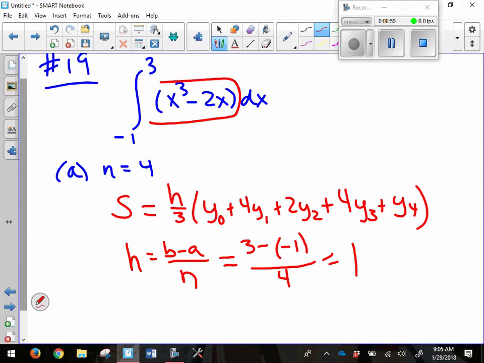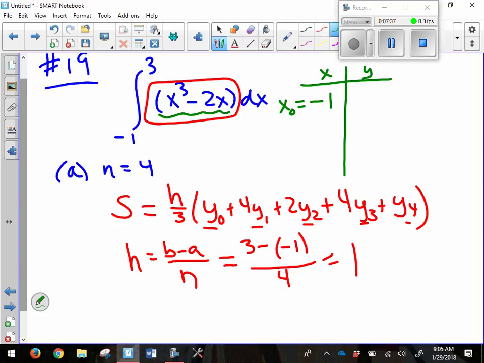And then the integrand up here is what we're going to use to figure out what all of the y values are. And you know me, I like a good table. So I think it's probably a good idea to write the x values and the y values. I'm probably going to run out of room there. But where is x0 going to be? -1, because it's going to be equal to a. And if I pop -1 into my integrand here, what am I going to get? 1.